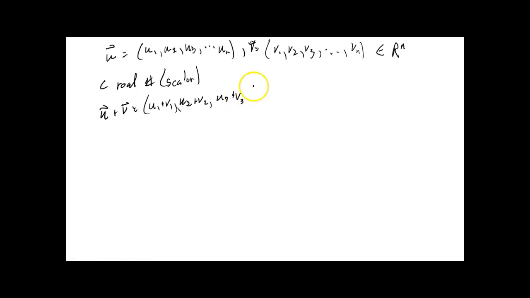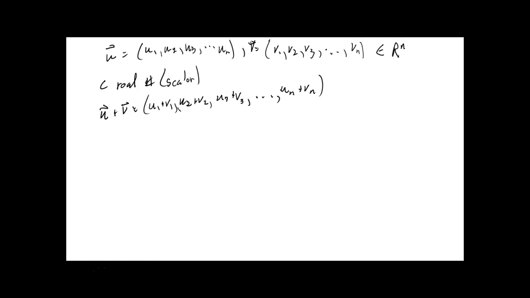Okay, comma, dot, dot, dot, comma, up to u sub n plus v sub n. So you've got to have the same number of components before you can add those. So if one was n and one was m and they weren't the same, you can't add those vectors.